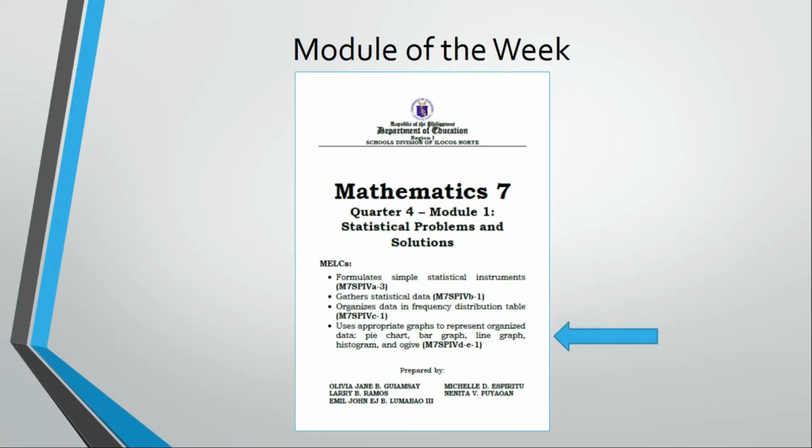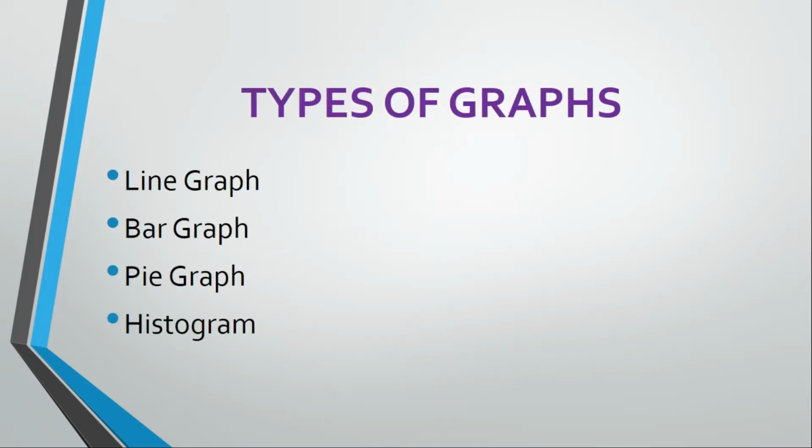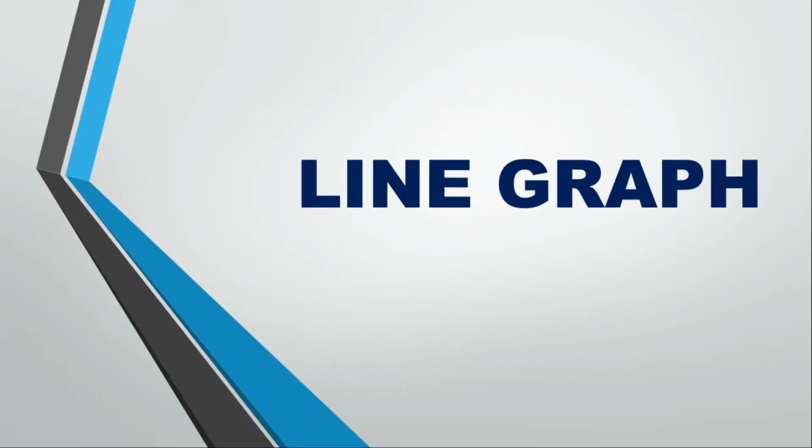And we are now on the last objective, which is you're going to use appropriate graphs to represent organized data such as pie chart, bar graph, line graph, histogram, and ogive. But since you are still on grade 7, let's just focus on the basics. We are going to have line graph, bar graph, pie graph or pie chart, and the histogram. Now let's proceed to the first, which is the line graph.